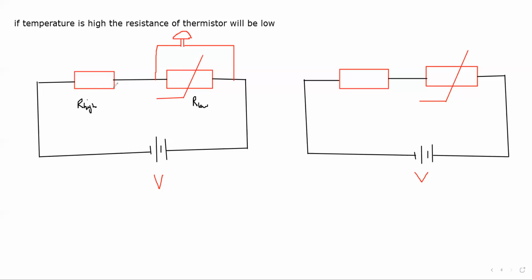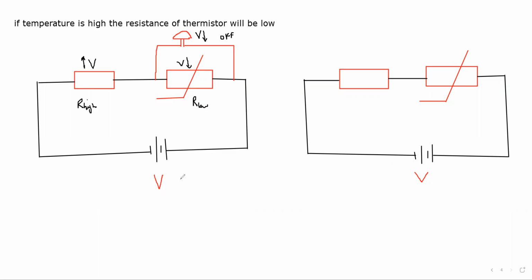So which one will have a greater voltage across it, the fixed resistor or the thermistor? This one is the fixed resistor, and the right hand side is the thermistor. The fixed resistor will, because comparatively its resistance is high, as the temperature is high, the resistance of the thermistor is low. So it means more voltage will be across the fixed resistor and less voltage across the thermistor. And the thermistor and bell or buzzer are connected in parallel, so it will also have low voltage. That low voltage is not sufficient to ring this bell or buzzer. So the buzzer or the bell will be off.